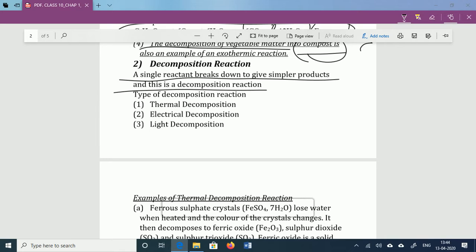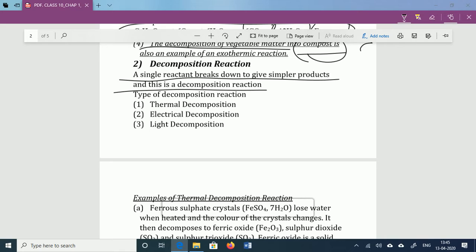Now here the larger molecule is going to break and convert into smaller molecules, right? For the breaking process, a bond has to break, so energy is required to be supplied. So generally decomposition reactions are endothermic in nature. Endothermic reactions means reactions in which heat is required. Where energy is required, this type of reaction is called an endothermic reaction.